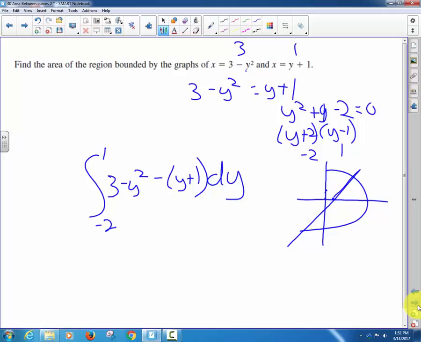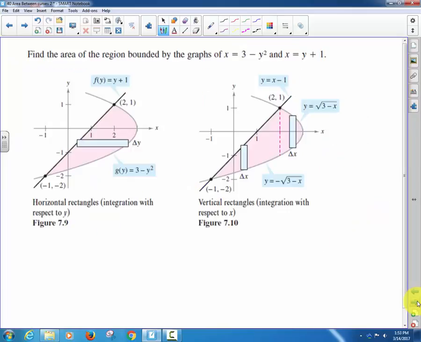Okay? Confusing? A little hard to visualize the picture, I think. But the process, once you get here, it's easy. Because whether it's y's or x's, it doesn't really matter, as long as you know in your head that all of these things are talking about y. Your limits of integration and your functions are talking about y. Okay? Questions, comments, observations?